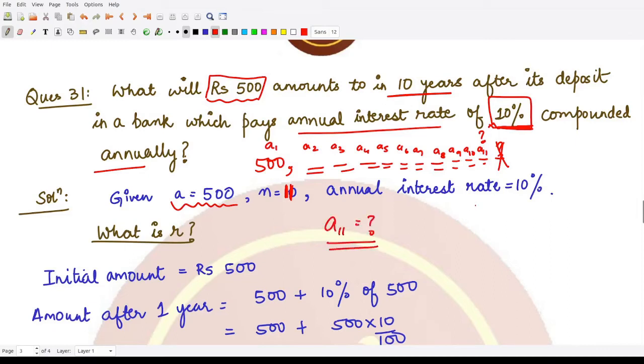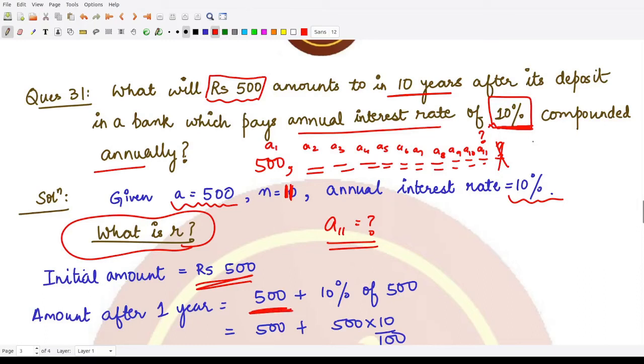The annual interest rate is given to be 10%. So here R is not determined, so we need to first determine the value of R. Initial amount was given to be 500. What would be the amount in the next year? It would be 500 plus the interest, which would be 10% of 500.